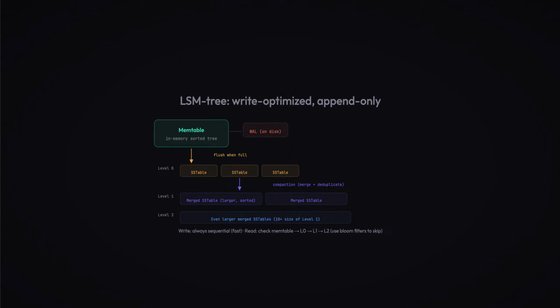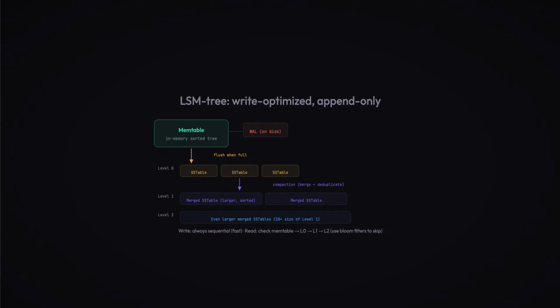When the memtable fills up, typically a few megabytes, it's flushed to disk as an SSTable, a sorted string table. An SSTable is an immutable sorted file of key-value pairs. Once written, it never changes. Over time, many SSTables accumulate. They are organized into levels. Level 0 has the freshest data. Level 1 is larger. Level 2 is larger still.